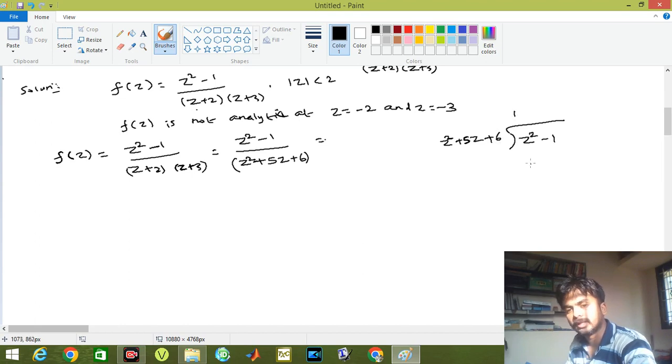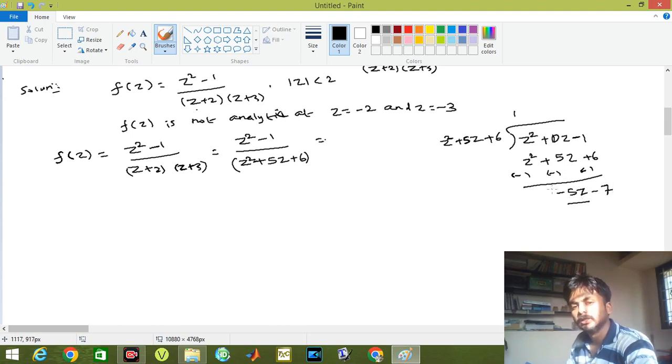So I can take 1, but before that you have to know z square minus 1 can be written as z square plus 0z minus 1, so that I can easily write z square below z square, 5z below 0z and plus 6 below minus 1. Now subtracting will give the result. The remainder is minus 5z minus 7.